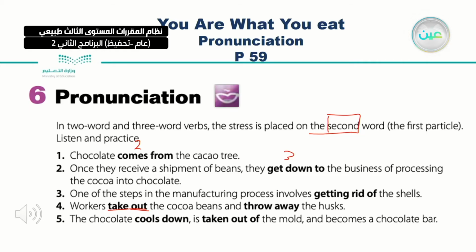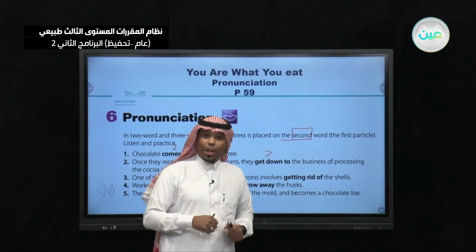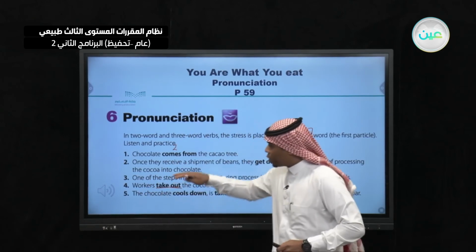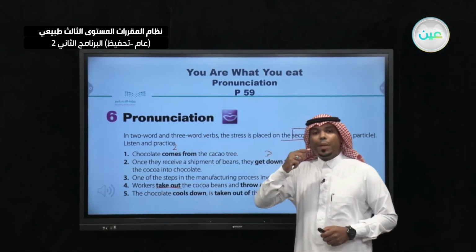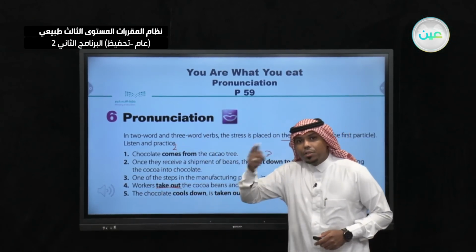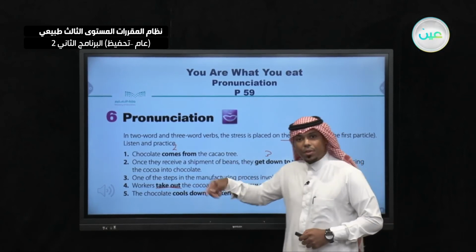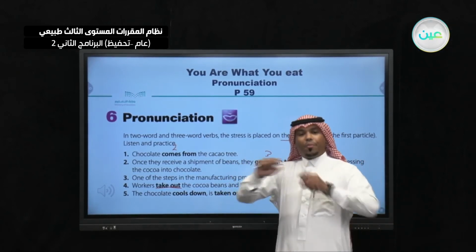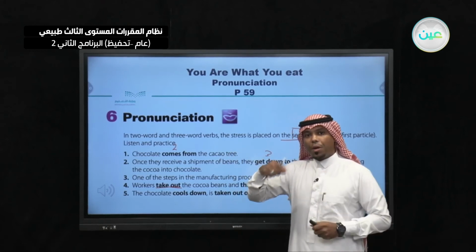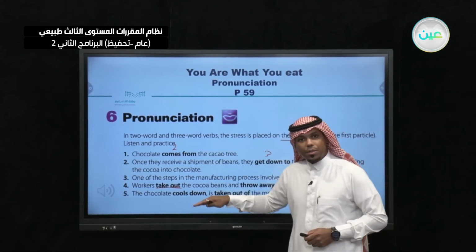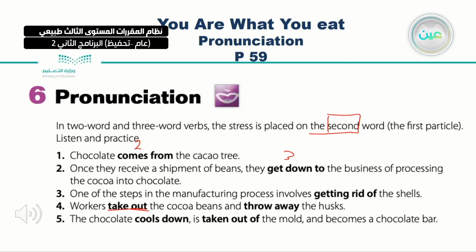What about number 5? The chocolate cools down, is taken out of the mold and becomes a chocolate bar. Okay, so now we are going to listen again, and please try to repeat after the audio. You have much time to repeat after each sentence. Okay, let's start again. Page 59.